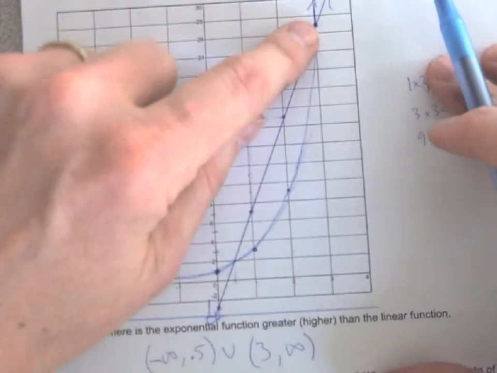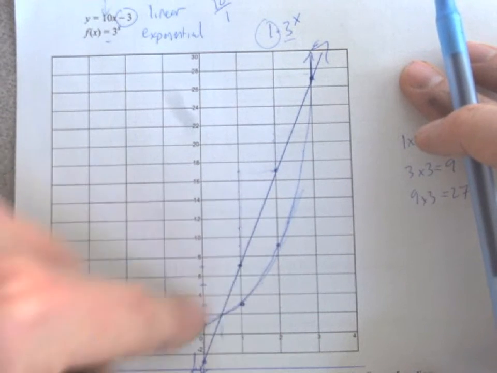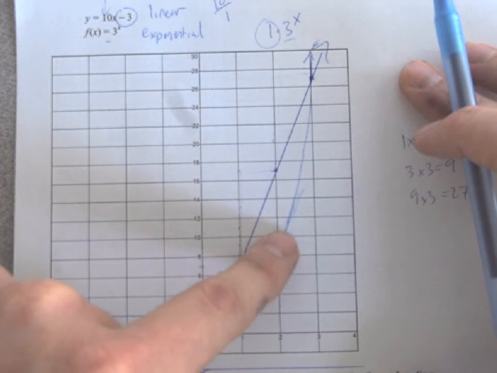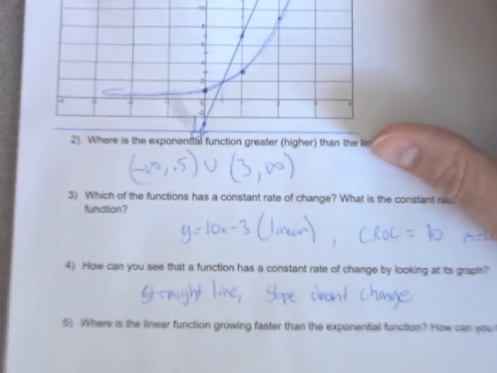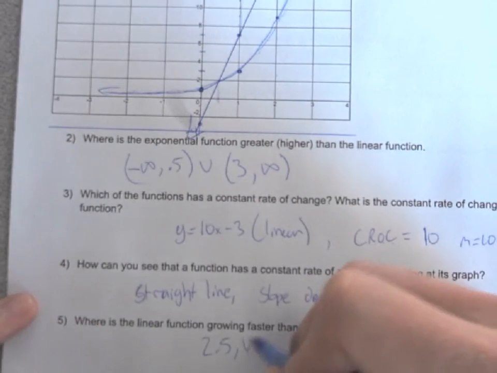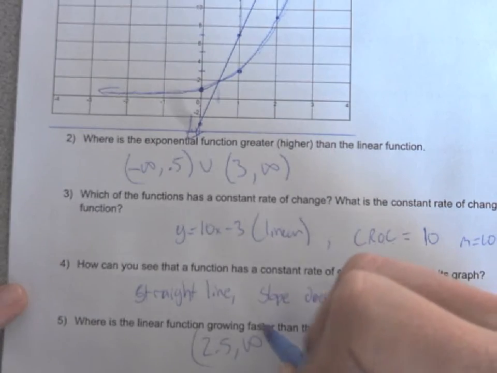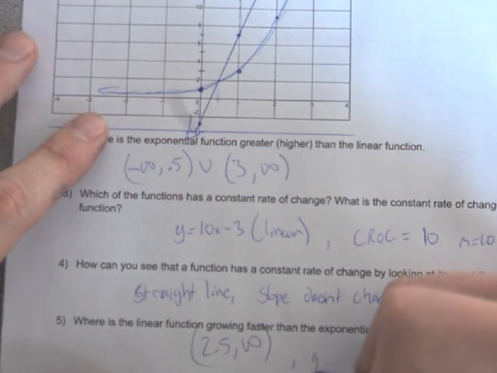Now, of course, it passes the graph. It's higher than the graph at 3, but it starts getting steeper around 2, 2.5 maybe is where it starts to get steeper. So I'm going to say from about 2.5 to infinity is where it is steeper. How can you tell?